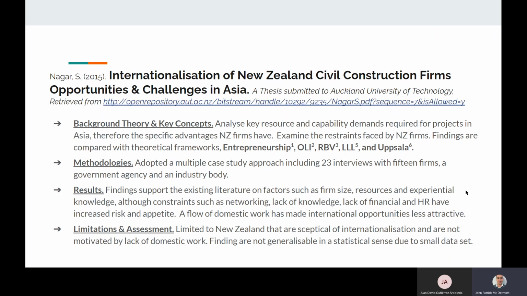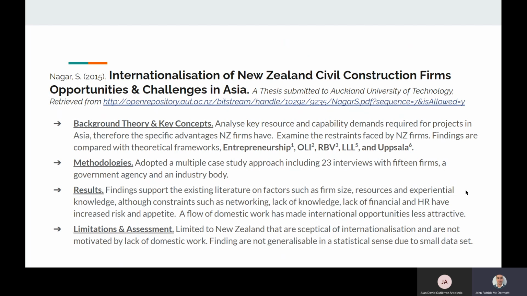The methods adopted: a multiple case study approach, including 23 interviews with 15 firms, a government agency and an industry body. The results: the findings support the existing literature on factors such as firm size, resource and experiential knowledge, although constraints such as networking, lack of knowledge, and lack of financial and HR resources have increased risk and the appetite for that motivation. So the flow of domestic work has made international opportunities less attractive to these New Zealand firms.